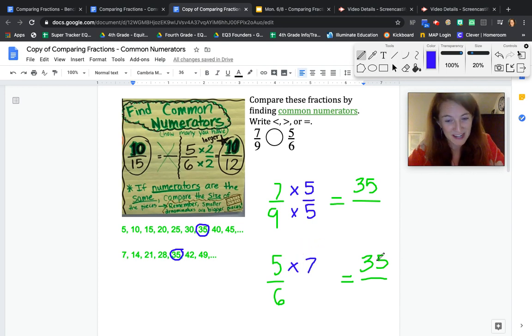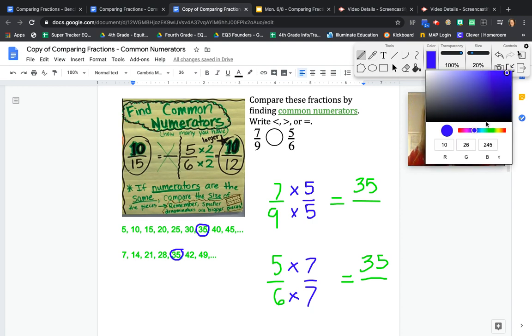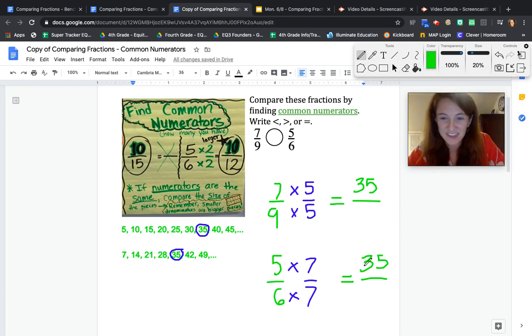That gives me my next clue. Whatever you do on the top, you have to do on the bottom, or it won't be equal. We have to keep those proportions the same. So 5 times 7 is 35. 6 times 7 is 42. And then we didn't finish up top. 9 times 5 is 45. Now I can compare.